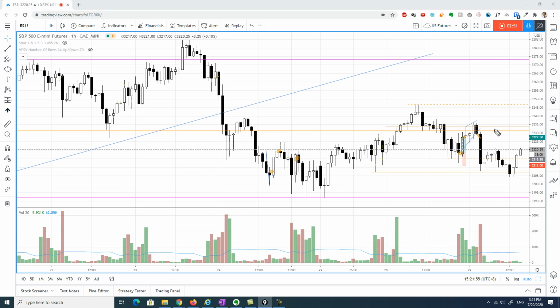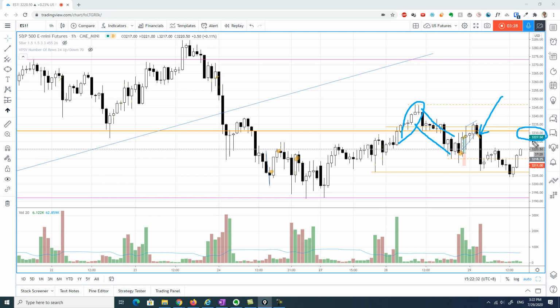So pretty much yesterday there was a presence of supply right at the axis line at the 3230 level, and that stopped the S&P 500 from progressing further. Eventually we see this reaction in the last hour of trading. Prior to that, in the Asian session yesterday, we saw an advancement, followed by a reaction down in the European London session.